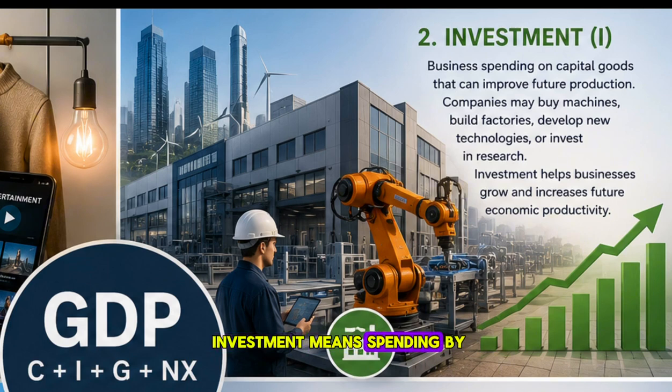The second component is investment, represented by the letter I. Investment means spending by businesses on capital goods that can improve future production. For example, companies may buy machines, build factories, develop new technologies, or invest in research. Investment is very important because it helps businesses grow and increases future economic productivity.